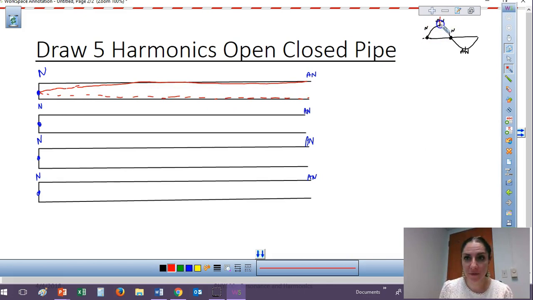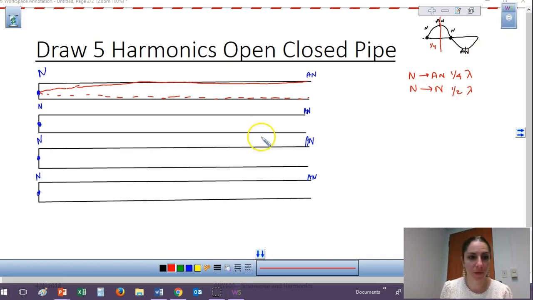And notice that from here to here, that's a quarter of the wave. From here to here, this would be half: quarter, half. So fun fact, between a node and an antinode, it's a quarter wave. And notice that between a node and a node, that's half of a wave. Just some facts for you right there. So that's a quarter of the wave.